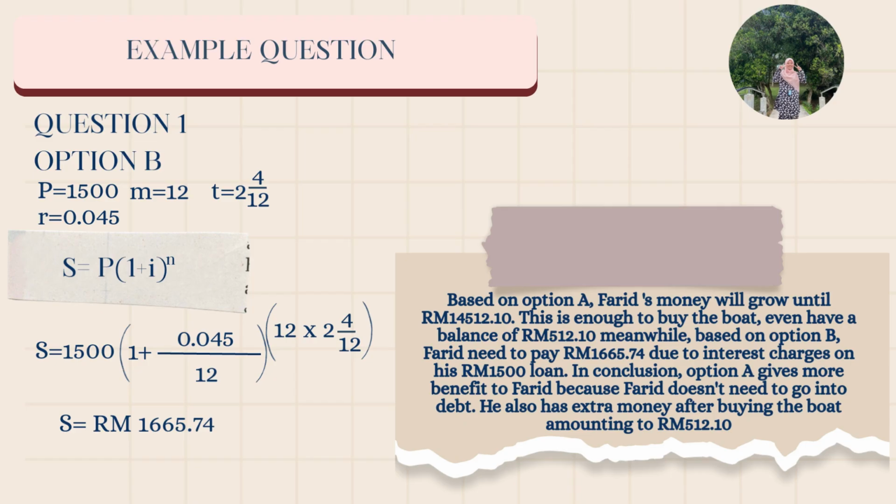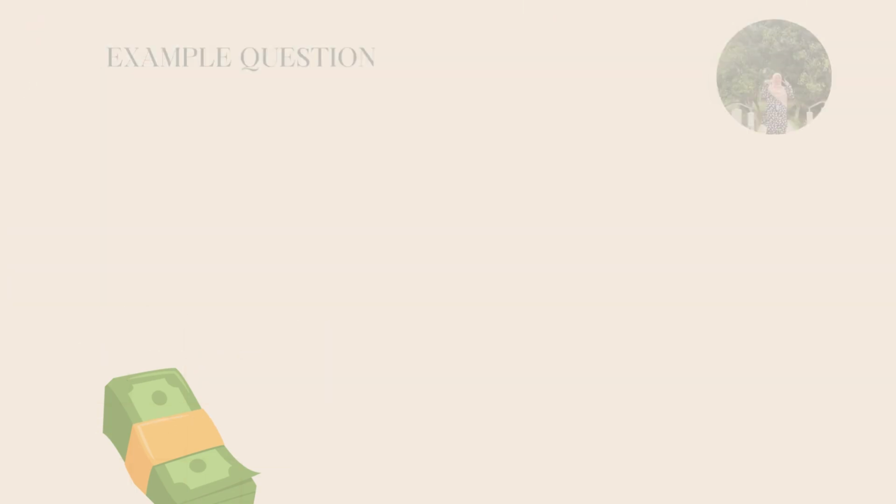Based on option A, Farid's money will grow until 14,512 ringgit and 10 cents. This is enough to buy the boat, even have a balance of 512 ringgit and 10 cents. Meanwhile, based on option B, Farid needs to pay 1,665 ringgit and 74 cents due to interest charges on his 1,500 ringgit loan. In conclusion, option A gives more benefit to Farid because Farid doesn't need to go into debt. He also has extra money after buying the boat amounting to 512 ringgit and 10 cents.